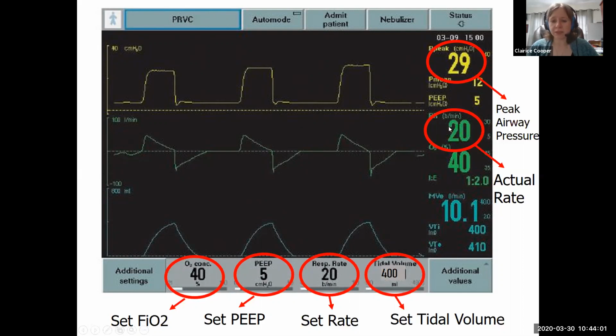The actual rate shows up usually on the side of the screen, and you want to watch the flow to determine how much room you have in the respiratory rate. So you want to make sure that flow stops before the next breath starts. If the patient is still exhaling at the time of a new breath starting, then that means you're going to be breath stacking. You're going to start to develop auto PEEP.